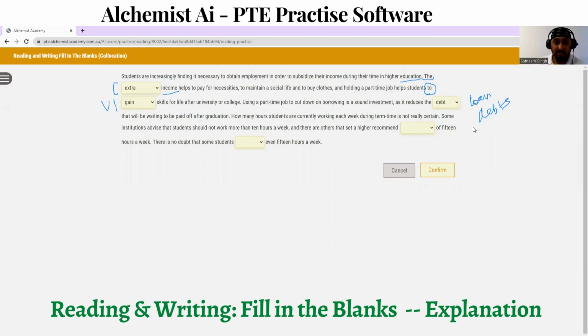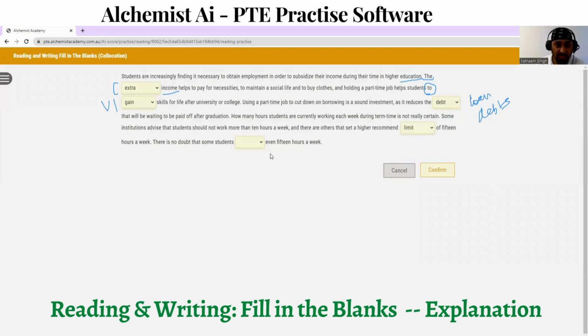How many hours students are currently working each week during term time is not really certain. Some institutions advise that students should not work more than 10 hours a week, and there are others that set a higher recommended dash of 15 hours a week. So students should not work more than 15 hours a week. So for the maximum, what are the words that can go with maximum? Probably we can say a higher recommended boundary, limit, things like that. Higher recommended dash, can't say mounting, can't say fixed. No, limit is the best one, of 15 hours a week.